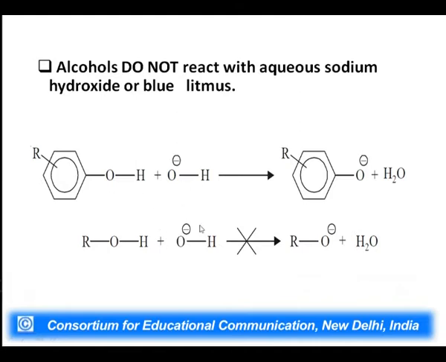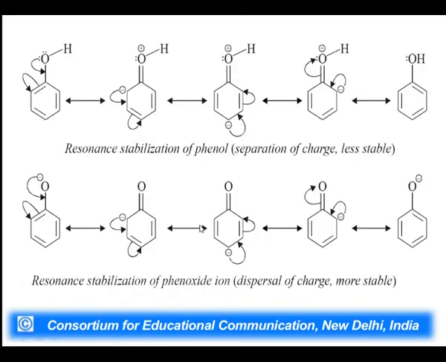We can explain this further by looking at the resonating structures of phenol. Here the second, third and fourth structures have a positive charge on oxygen, and this bond cleaves easily to give us a phenoxide ion. When we look into the phenoxide ion, the negative charge is delocalized over the benzene ring.